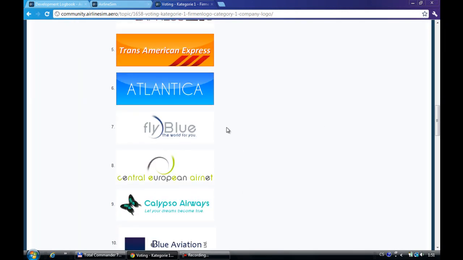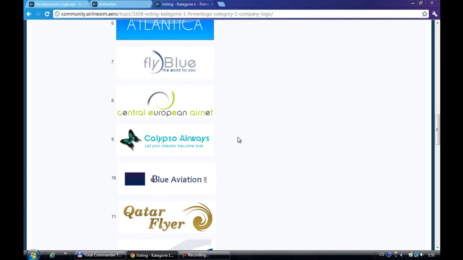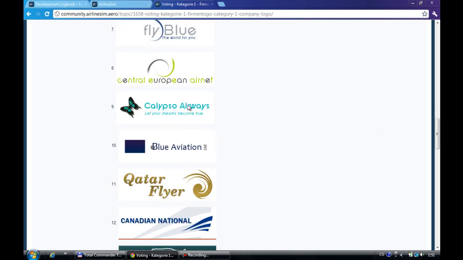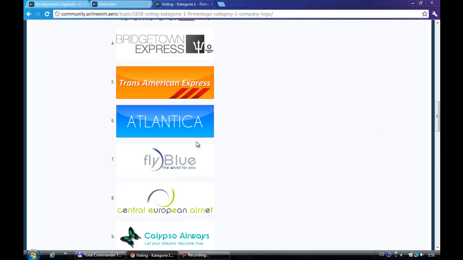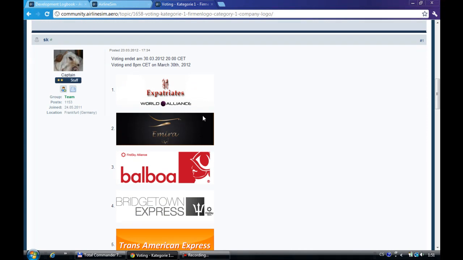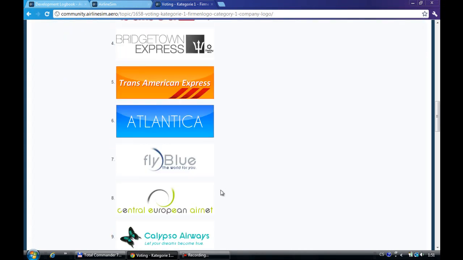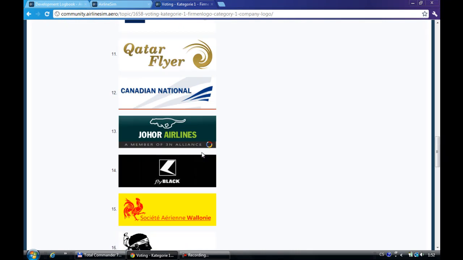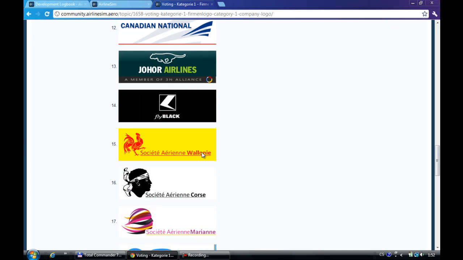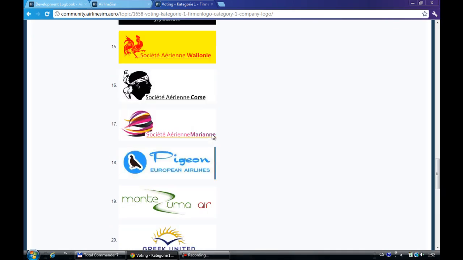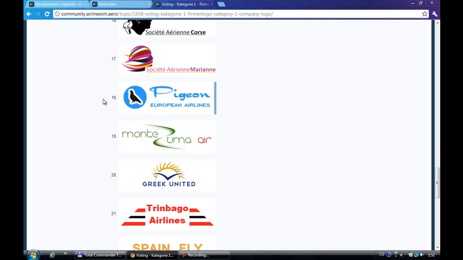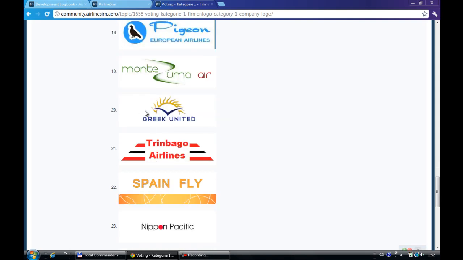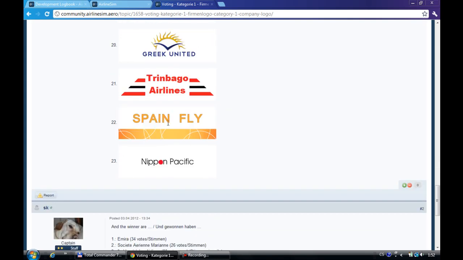I also like Fly Blue, Calypso Airways. Most of these designs are even better than the real world companies in my opinion. So yeah, like Qatar Flyer, this is really professional in my opinion. And it would be fun if people started using the forums more to present their airlines, because I would really like to see more from these people.